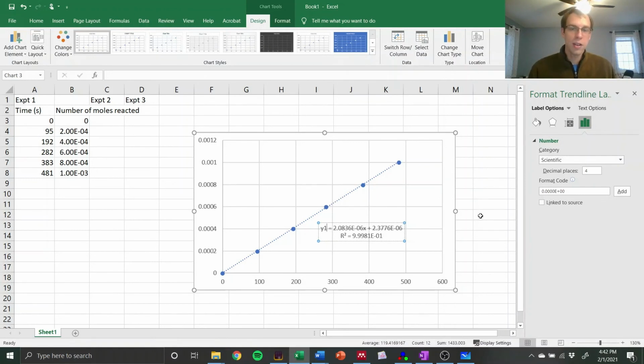So that's a quick rundown of how you can get the information you need from Excel, including the slope of the trend line, which is the most important thing you need to get from this. And one thing to note is that the slope is in units of moles per time. The rate that we want to measure is a concentration per time. So there's a conversion factor you're going to need to take into account there for your experiment.